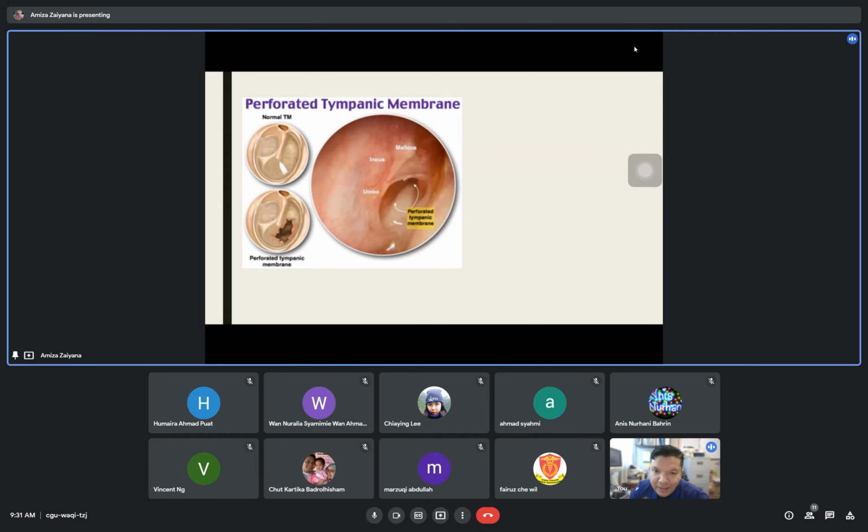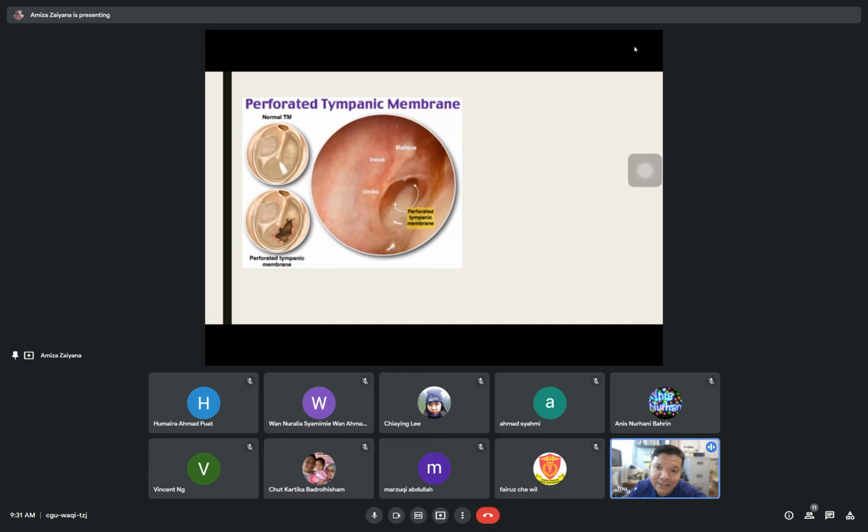Okay. If the perforation is very small, usually it will self-resolve. Your tympanic membrane can heal by itself; it will take days to weeks. But if the perforation is very big, then you need to refer. Maybe need to do an operation, surgery to repair.